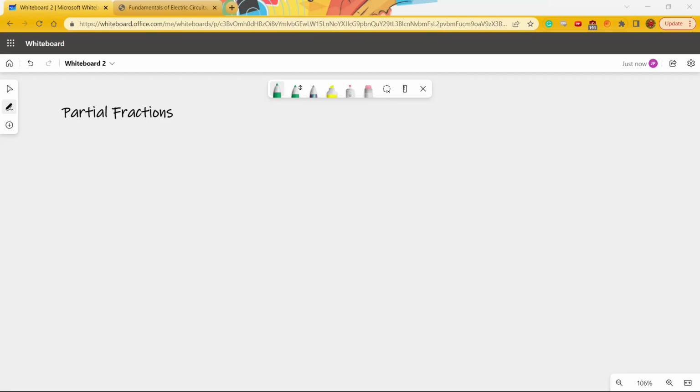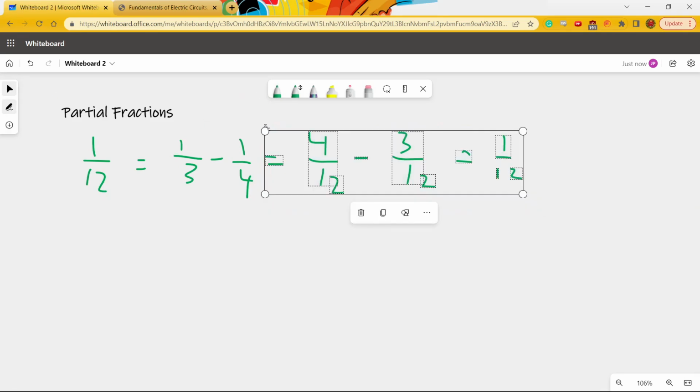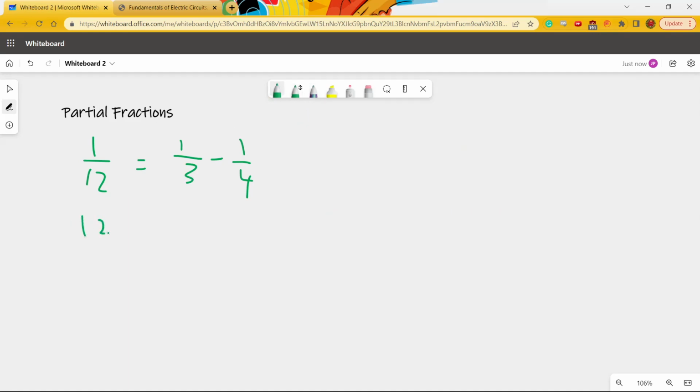To begin talking about partial fractions, I'm going to give you an interesting factoid about the fraction 1/12. This fraction is equal to 1/3 minus 1/4. You can verify this easily by noting that this is 4/12 minus 3/12, which is of course just 1/12. But the very interesting thing about 1/3 and 1/4 is that 12 is equal to 3 times 4.